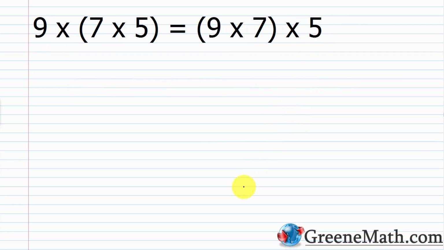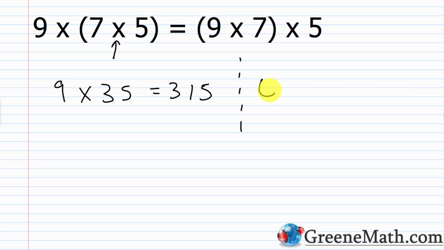All right, let's look at one last problem. We have 9 times, and then we have 7 times 5 inside of parentheses. And we're saying this is equal to, here we have 9 times 7 inside of parentheses, then times 5. So again, start with the parentheses. On the left, I have 7 times 5 inside of parentheses. So we would have 9 times 35. And 9 times 35 is 315. On the right, I have 9 times 7 inside of parentheses, so I would do that first. 9 times 7 is 63, and then times 5 is 315 as well.